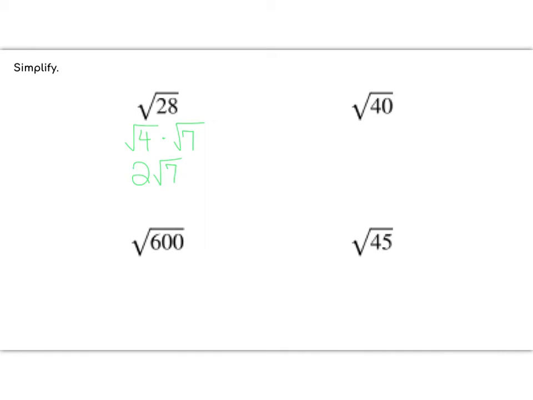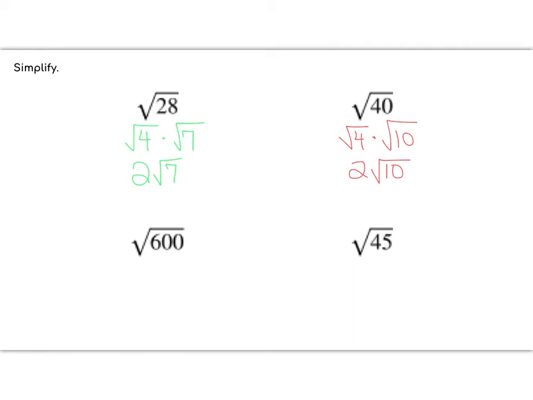What about the square root of 40? What perfect square divides 40? 4 does, right? 4 goes into a lot of things you're going to find. But I can split the square root of 40 into the square root of 4 times the square root of 10. The square root of 4, as we know, is 2. 10 is not a perfect square, so the square root of 10 stays like it is, and I end up with 2 root 10. So the square root of 40 is simplified to 2 root 10.